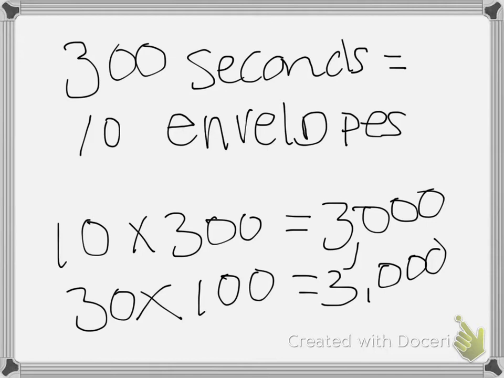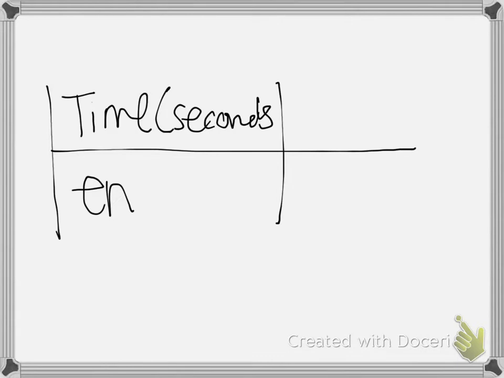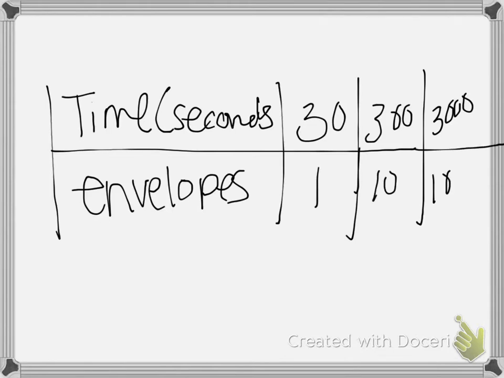And we also showed you this table. It might have looked something like this. So here's a table. We have time, and that's seconds. And then envelopes. You know, 30, 300, 3,000, and 10, 100.